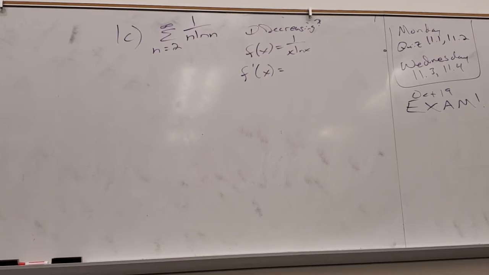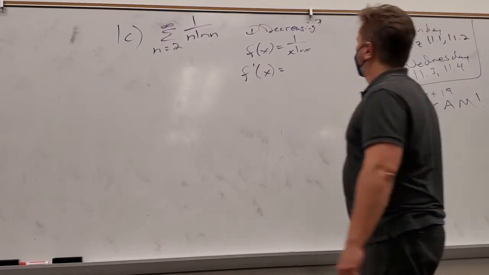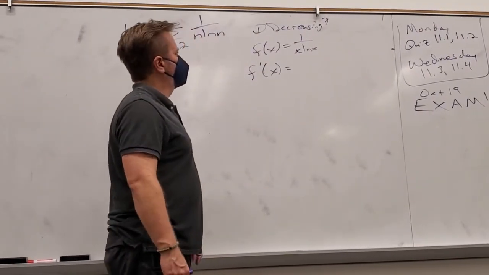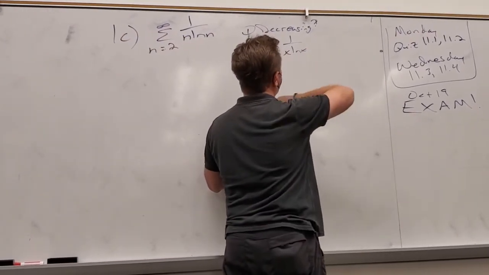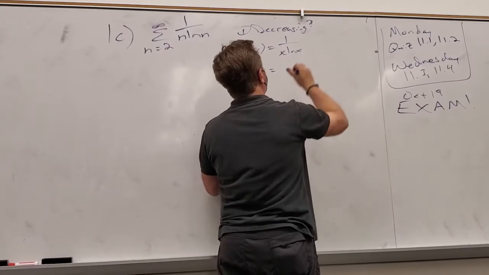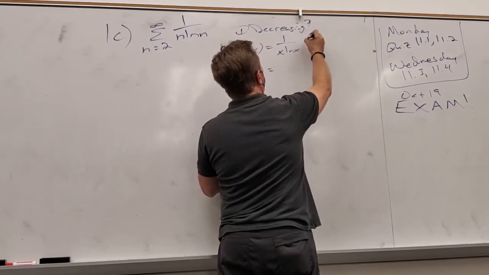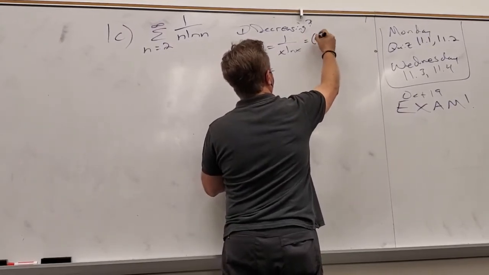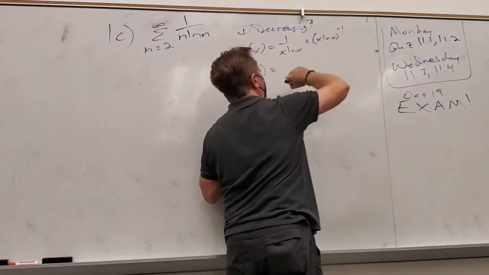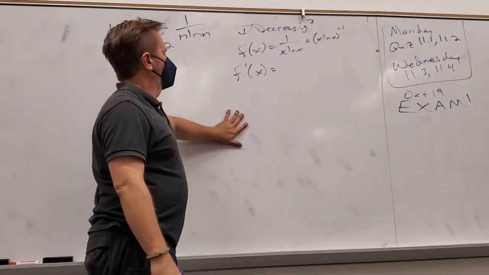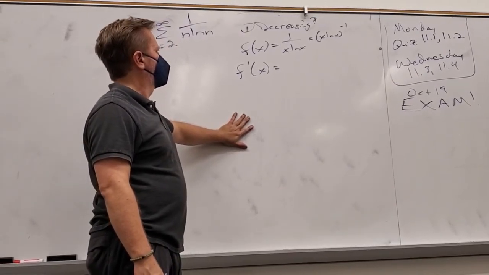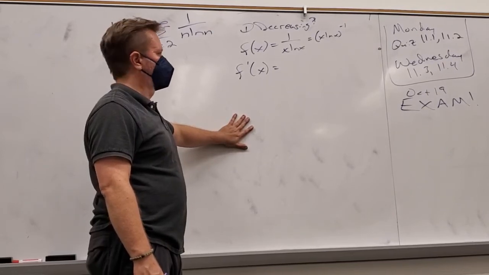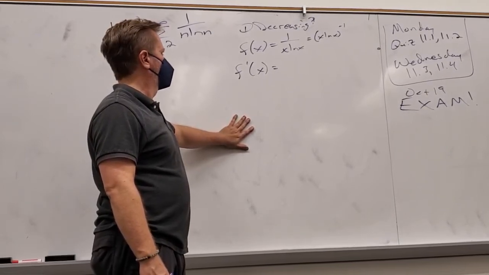Oh, no, this is not a quotient rule. It's not really a quotient rule because, well, you could look at it as a quotient rule. I wouldn't. This is like x ln x to the negative 1, right? It's a chain rule.